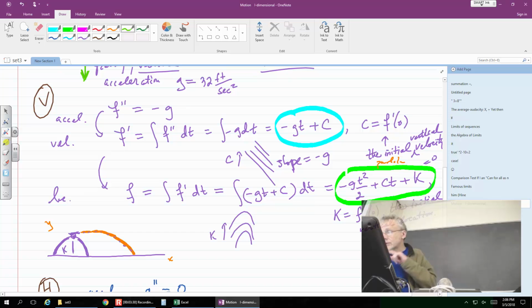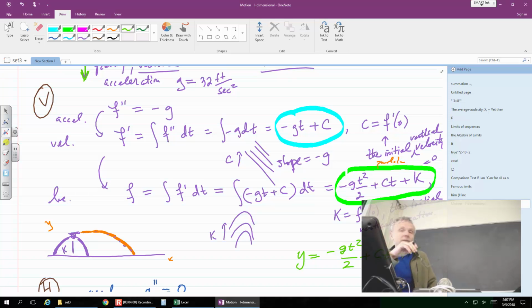So location as a function of time. Sometimes you can see it written just like this: x equals, I'm sorry, that is actually y. y is equal to negative gt squared over 2 plus ct plus k. That is the most general vertical motion under gravitational acceleration, or whatever the acceleration is. It really doesn't make any difference whatsoever. It's just a good example of something that you can match with reality.